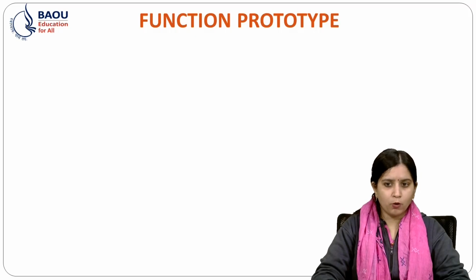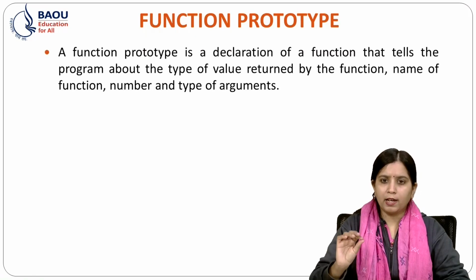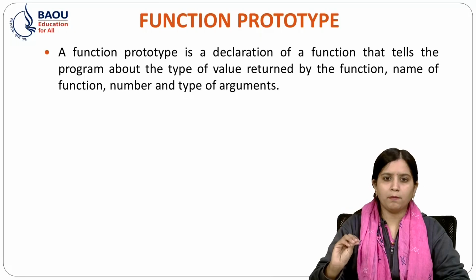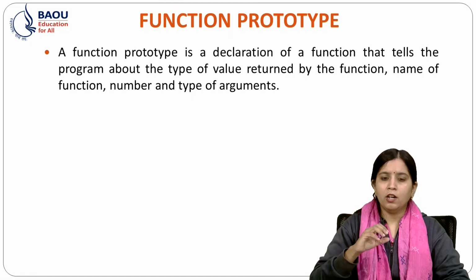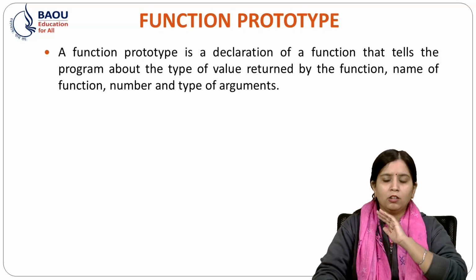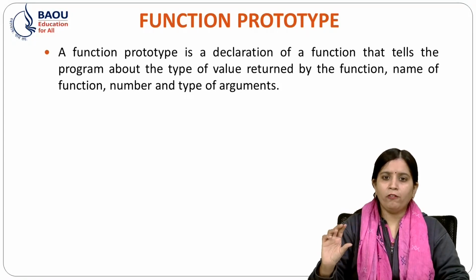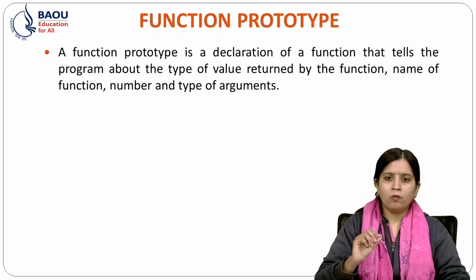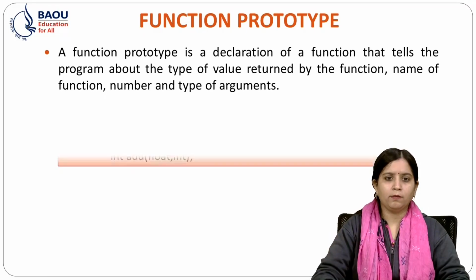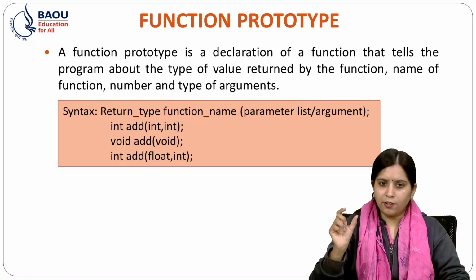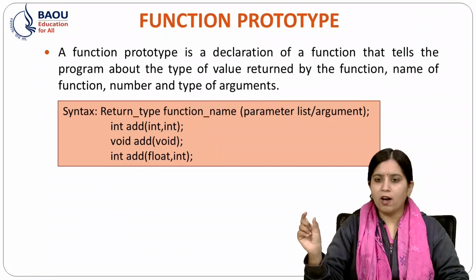So what is function prototype? Function prototype is a declaration of a function that tells the program about the type of the value returned by the function, name of the function, and number and type of the arguments. So function prototype is basically the syntax of function. The syntax is return type, then function name and parameters or list of arguments.